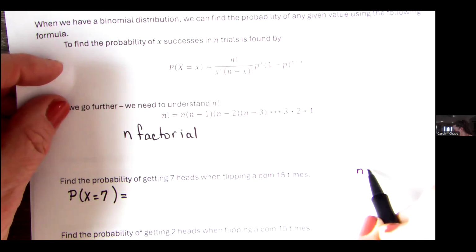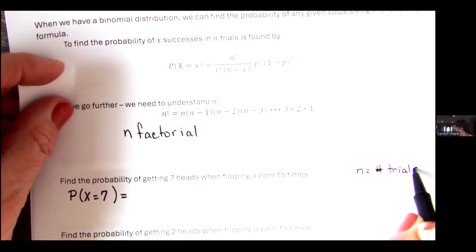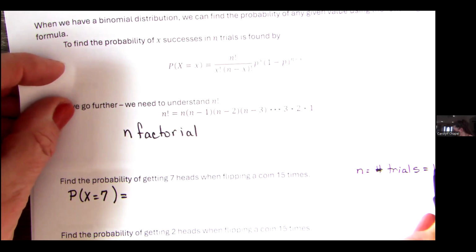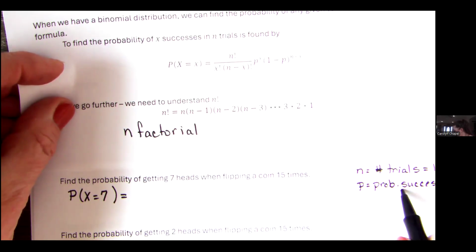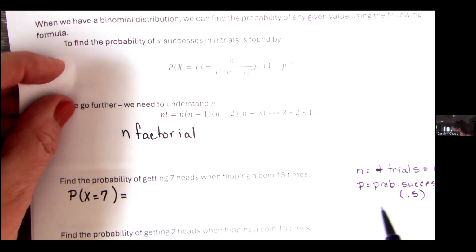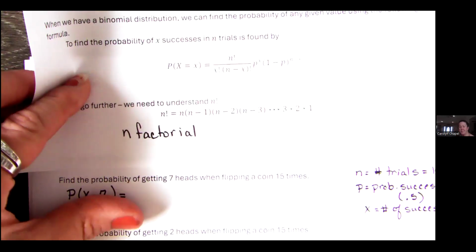My little x is going to be that 7 for the number of successes that I have. My N represents the number of trials, which in this case is 15. My P is the probability of a success, which for this case is 0.5 because we're either getting a head or a tail. And my X that I'm looking for is the number of successes, which in this problem is 7.